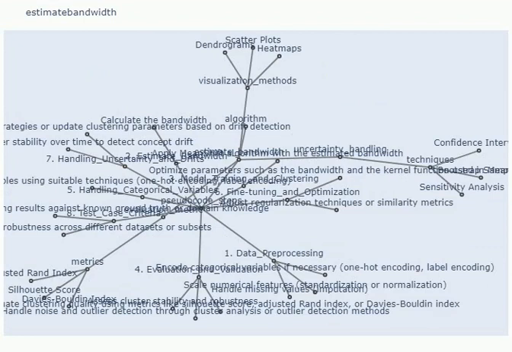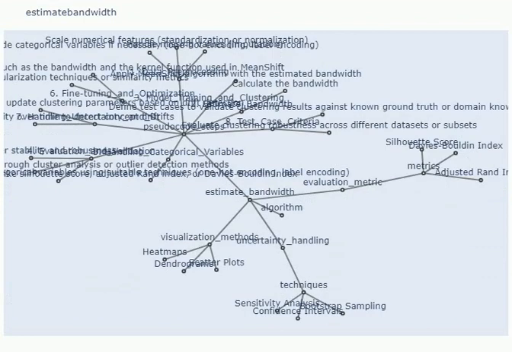Details: select datasets with known cluster structures and validate the clustering results. Evaluate clustering robustness across different datasets or subsets. Details: test the algorithm's performance on diverse datasets to ensure its generalizability and robustness. Evaluation metric. Description: metrics to evaluate the quality and performance of clustering.